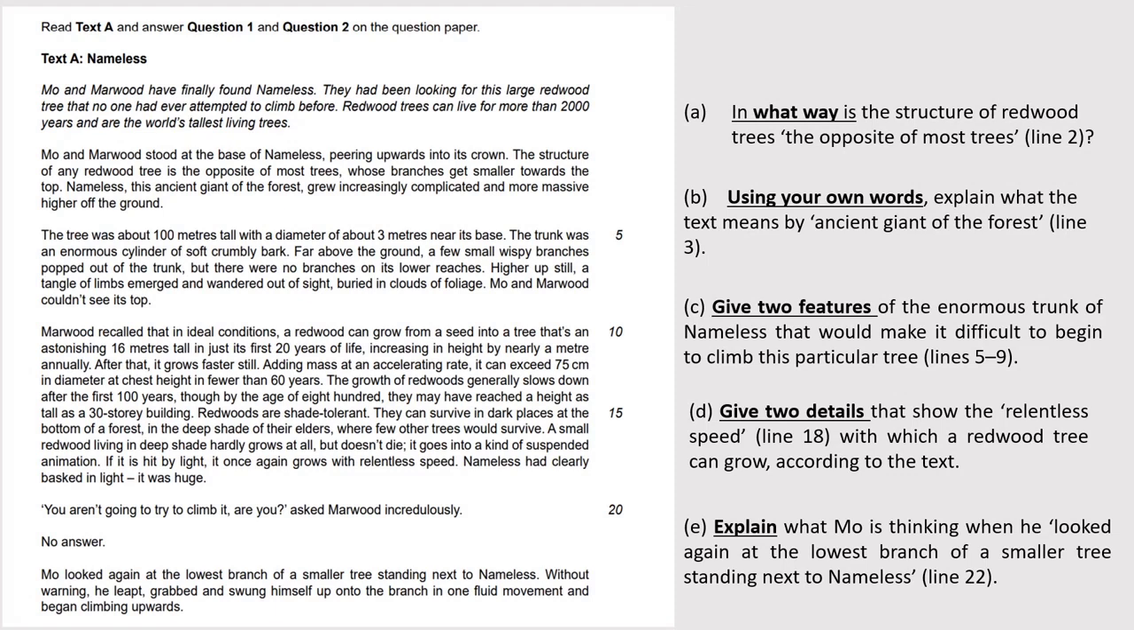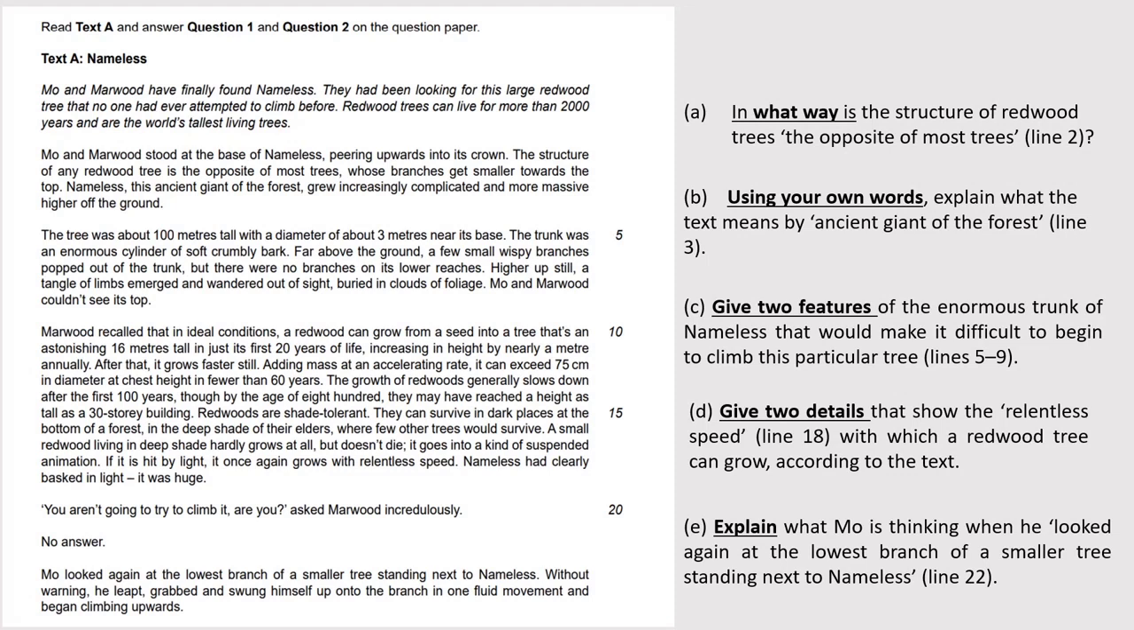It's a 3 mark or a 2 mark. No, it's not a 3 mark, but a 2 mark question. And I want you to focus on these 2 words over here. First, it says using your own words. Okay, that means you must not copy anything. Secondly, ancient giant of the forest. You need to explain the word ancient and you need to explain the word giant.